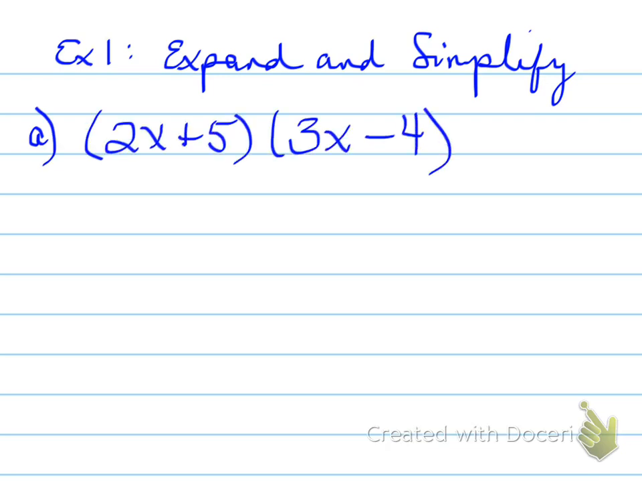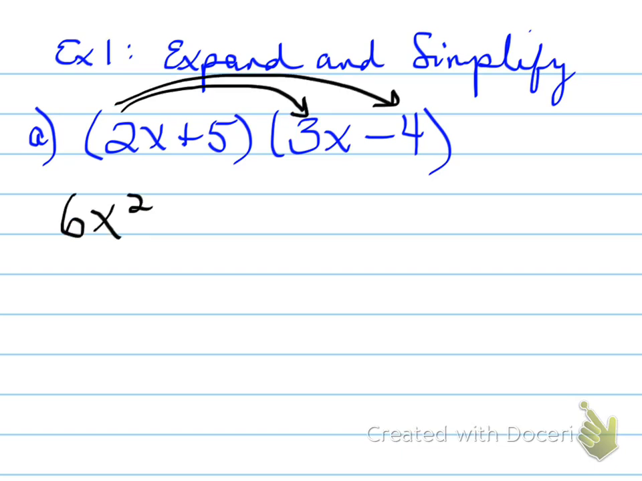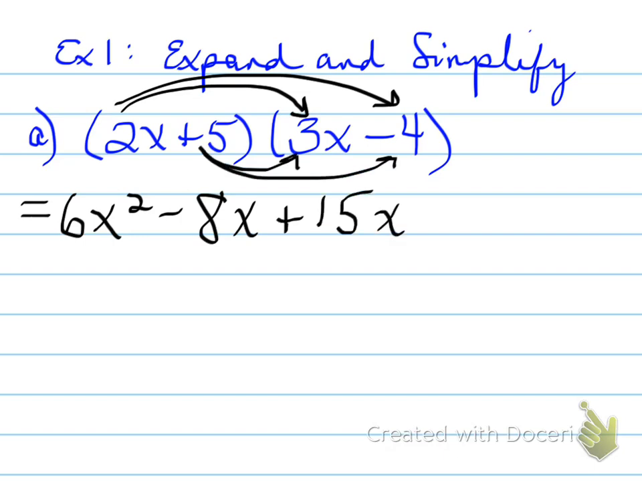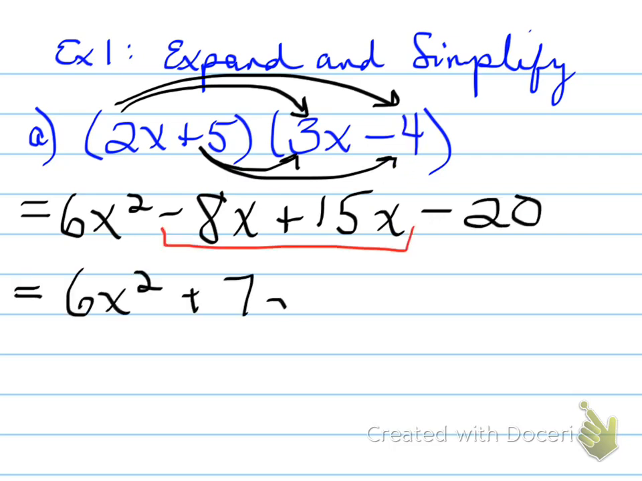2x plus 5 times 3x minus 4. How do we expand this? Well, we take 2x times 3x, and that gives us 6x squared. 2x times minus 4, that gives us minus 8x. Then plus 5 times 3x is plus 15x. And then finally, plus 5 times minus 4 is minus 20. So you get 6x squared plus 7x minus 20.